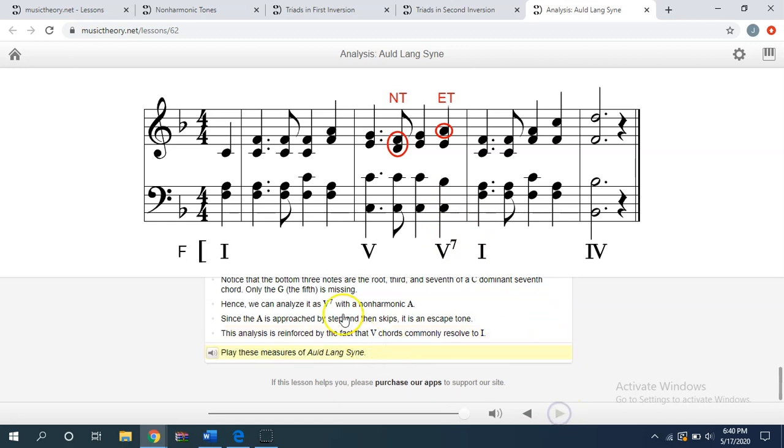Let's go ahead and listen to this, see if you can hear those escape tones and the different chord structures that are in this piece.